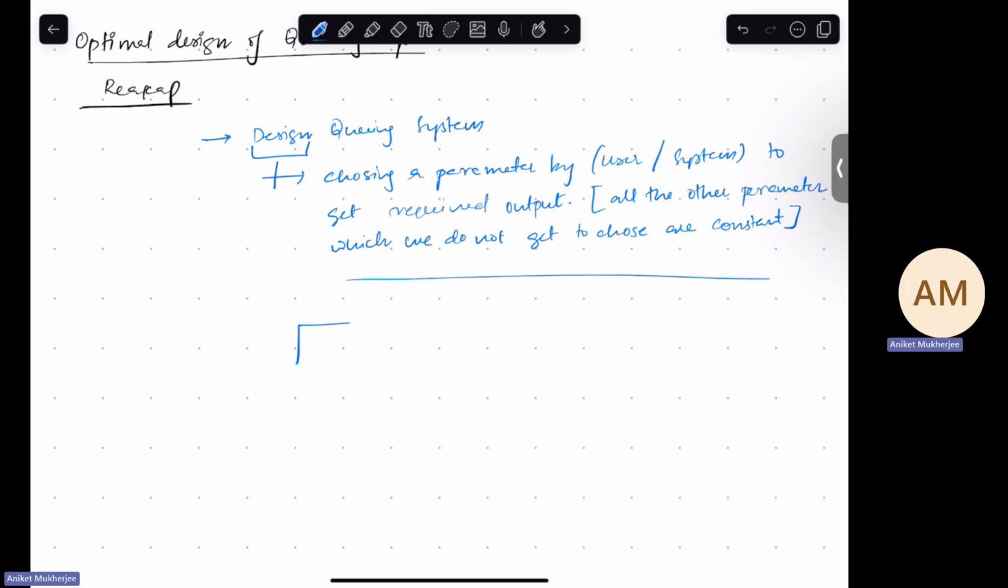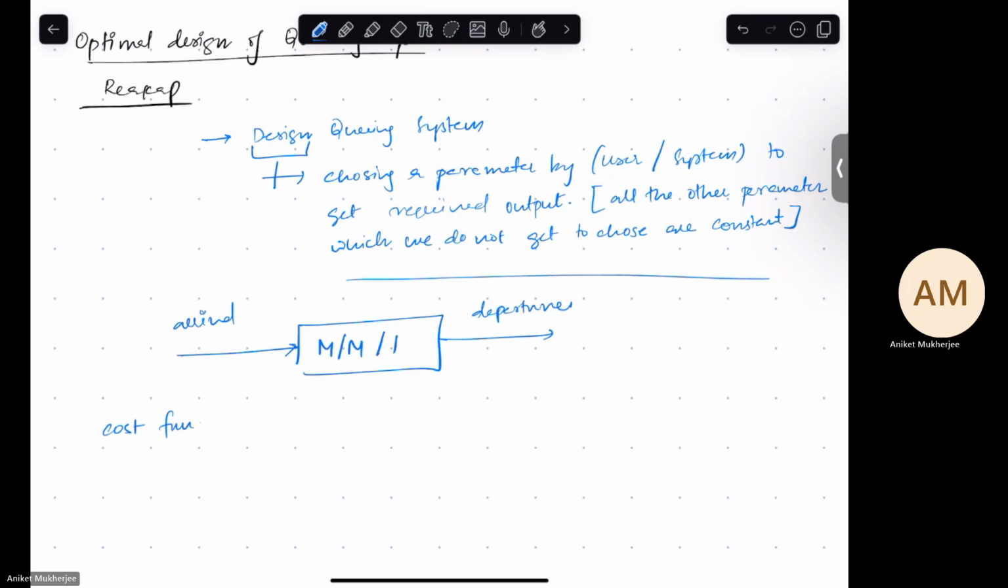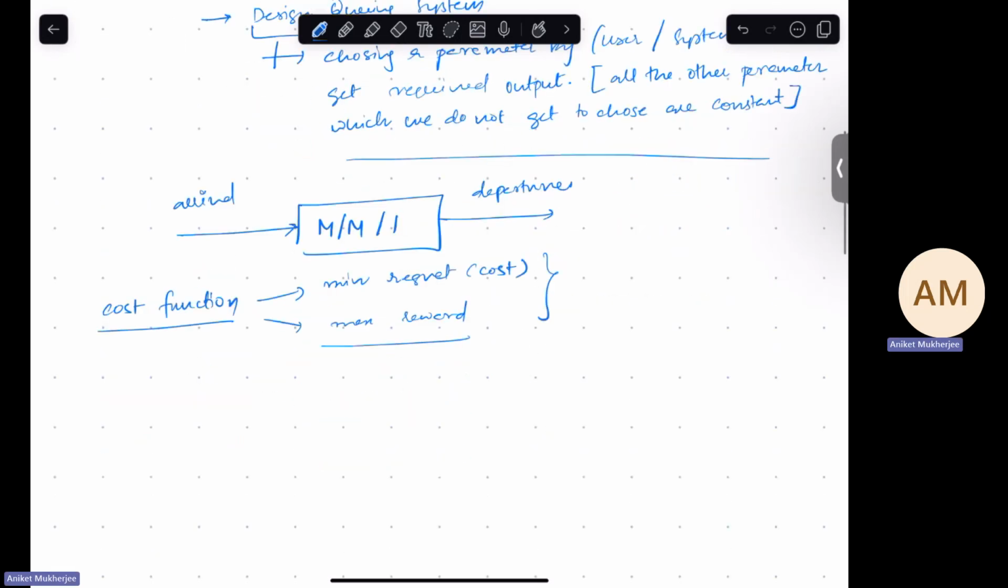So what we assumed was we had an MM1 system first, then we had an arrival, and then we had departures, right? And we designed a cost function so as to either minimize the regret or cost, or maximize. We had these two situations. Now, what does MM1Q mean?